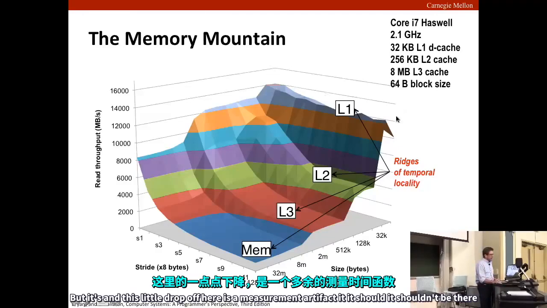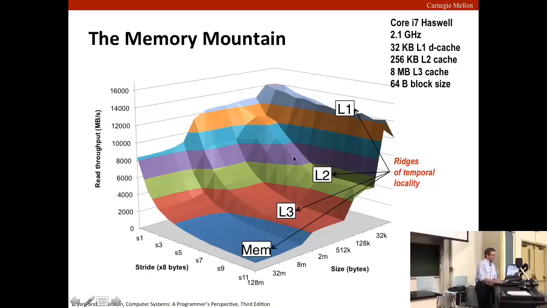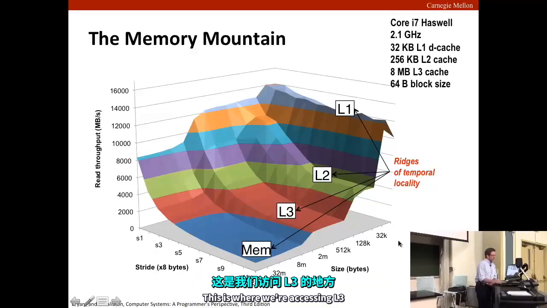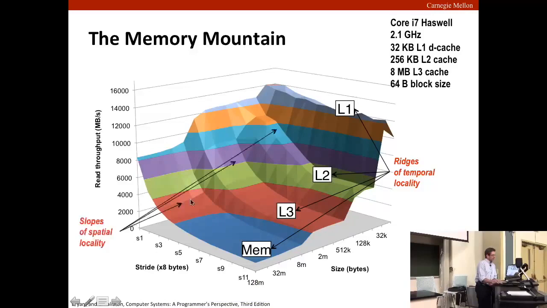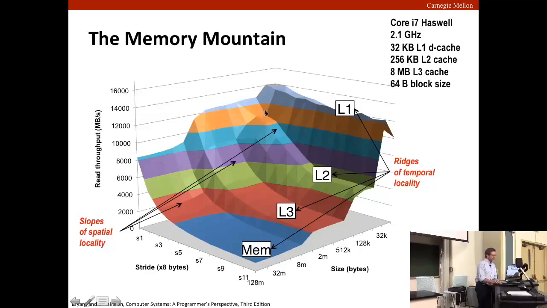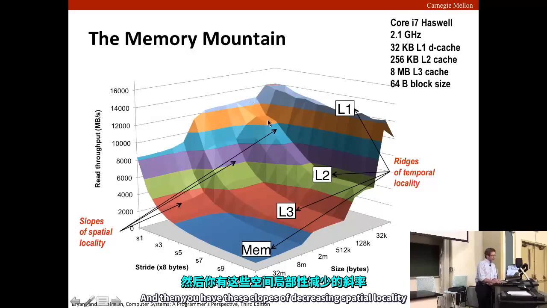And this little drop off here is a measurement artifact. It shouldn't be there. It should be flat and go all the way to the wall back here. And then here, this ridge line is where we're accessing L2. This is where we're accessing L3. And here's where we're accessing mostly from memory. So you have these ridges of temporal locality, and then you have these slopes of decreasing spatial locality.